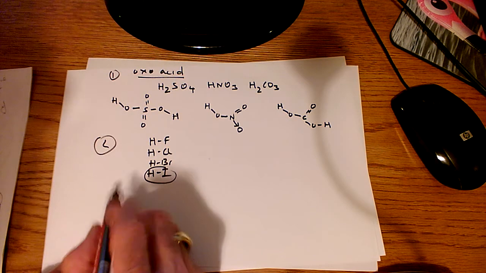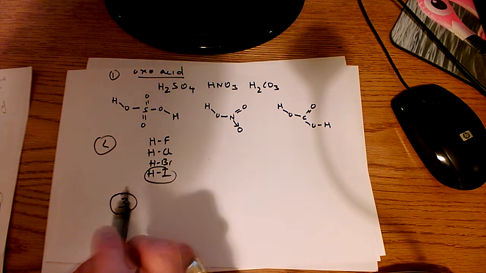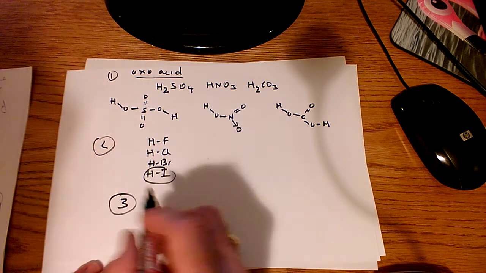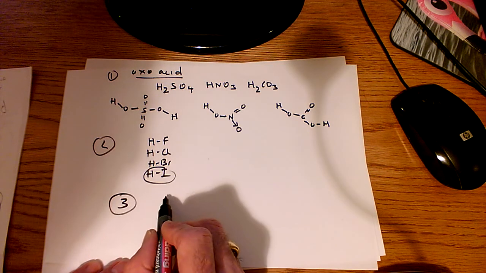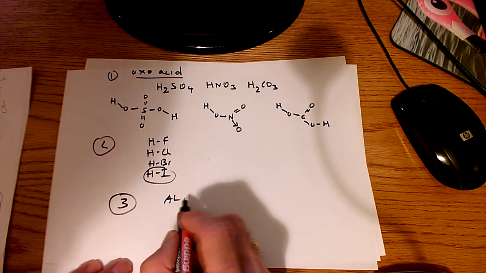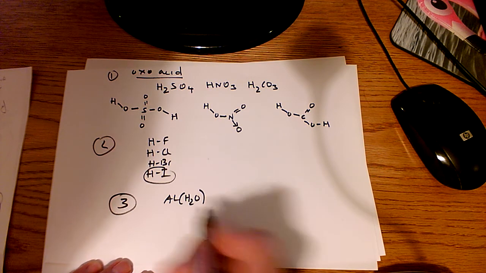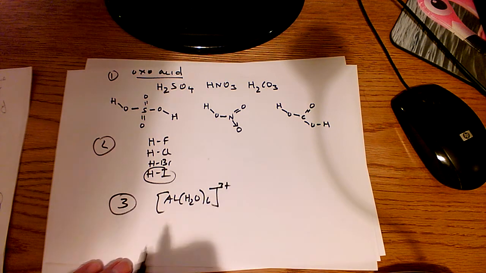That's number two. And your third type of acid is when you get a hydrated metal ion. Now we know about that too. We just don't know without work on transition metals. Let's take an example of hydrated aluminium 3+.